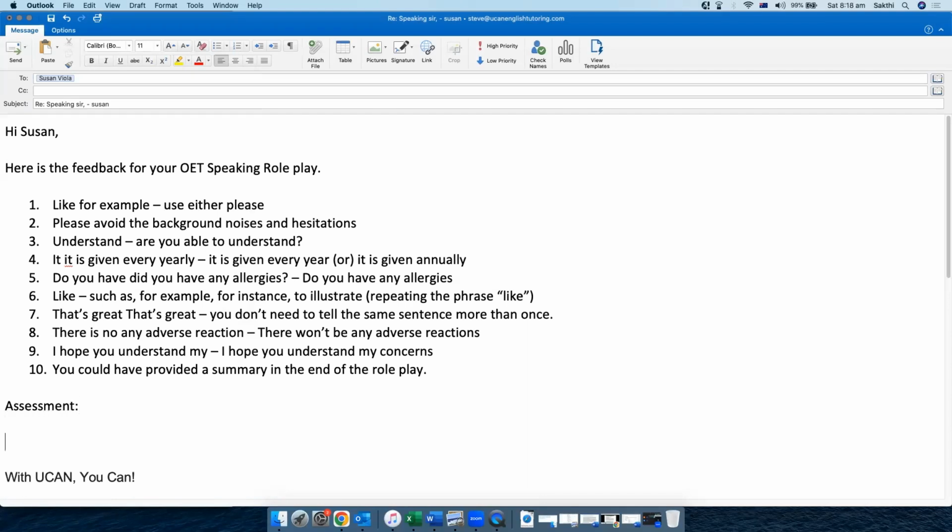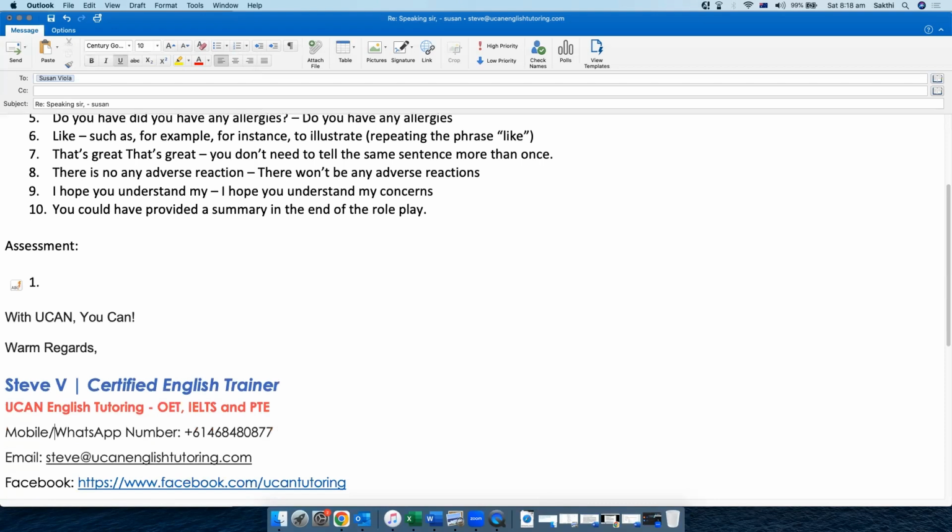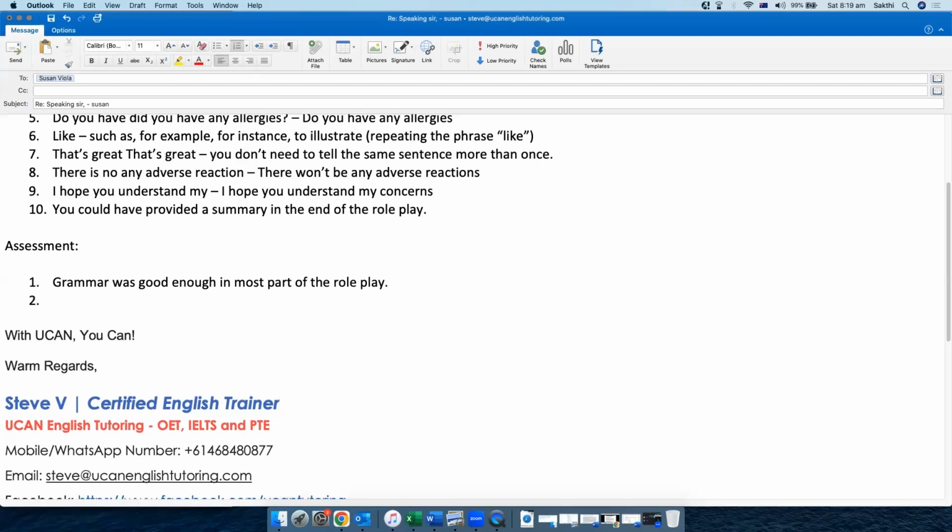Firstly, let's see what kinds of skills are really stronger in your case and which ones are the weaker ones. As far as grammar is concerned, grammar was good enough in most part of the role play conversation. So I'm quite happy with the way that you're doing it.